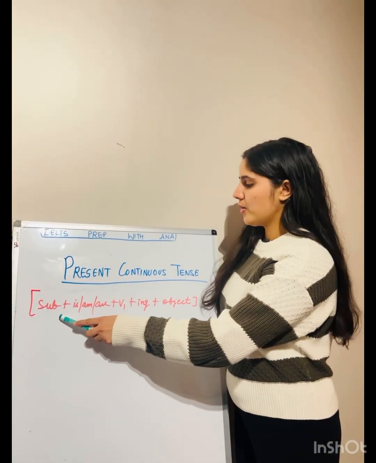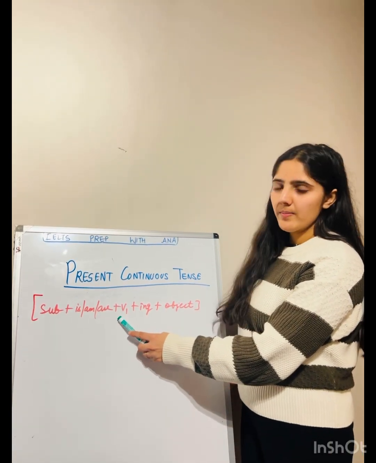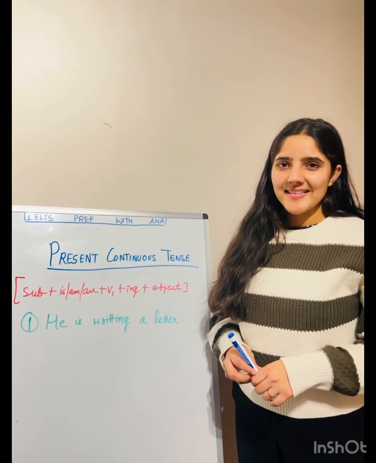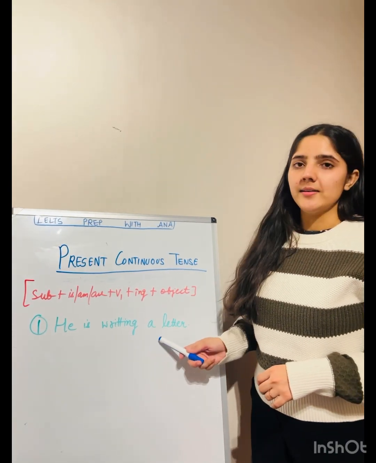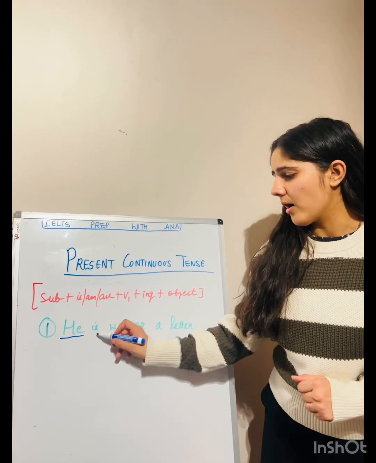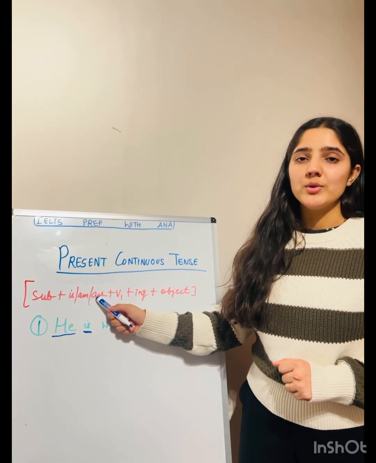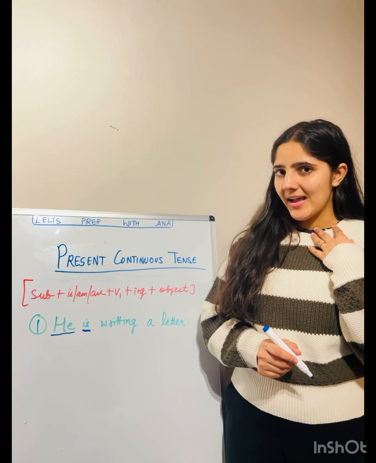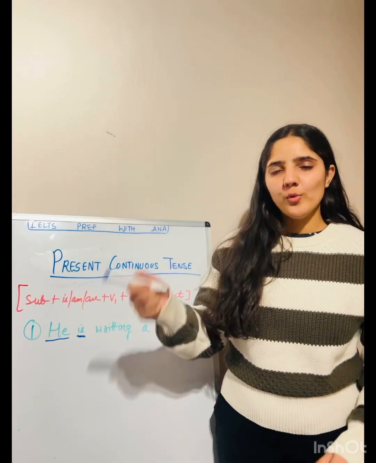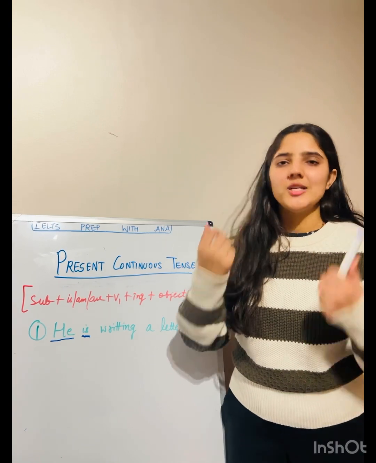So here is the formula of present continuous tense. Subject plus is, am, are plus verb first form plus ing plus object. Let's see some examples. So here's the example. He is writing a letter. So he is the subject and then we'll use is, am, are. So with he, she, it, we use is, and we use am with I. I am a student. And we use are with we and they. They are playing. We are watching a movie.